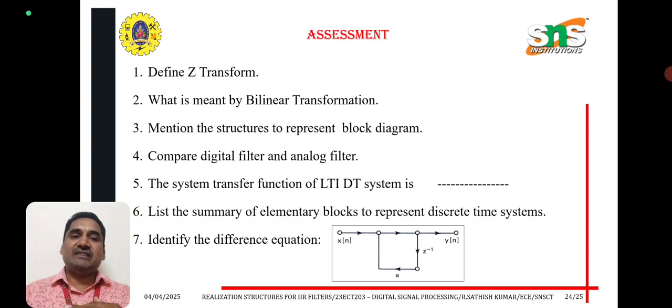Identify the difference equation. Y of n is equal to y of n minus 1 multiplied with the constant a term. Therefore x of n is equal to a into y of n minus 1.